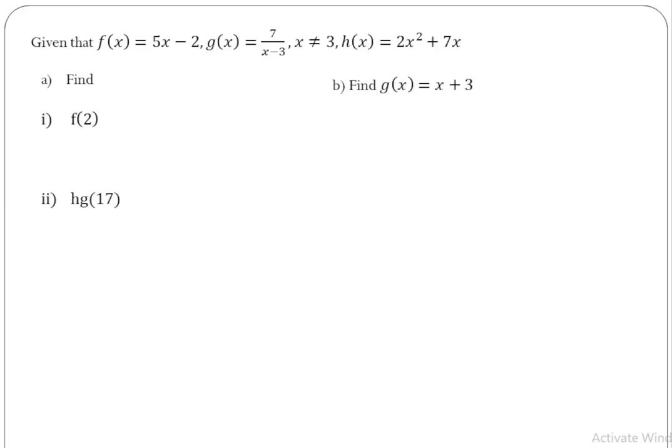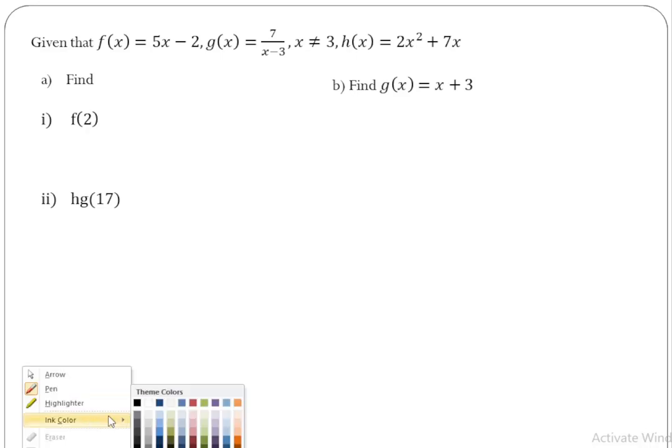Let's see the question. f of x is equal to 5x minus 2. g of x is equal to 7 over x minus 3, defined for x not equal to 3. h of x is equal to 2x squared plus 7x. We have to find, as part A, f of 2 and hg of 17. Initially, we can start with part A, subpart 1.